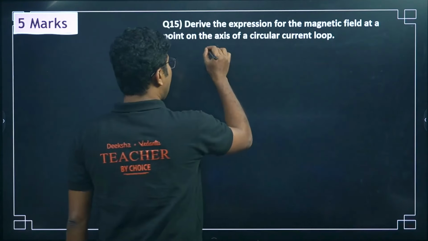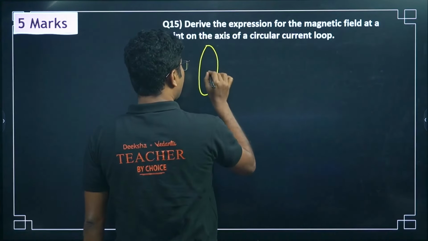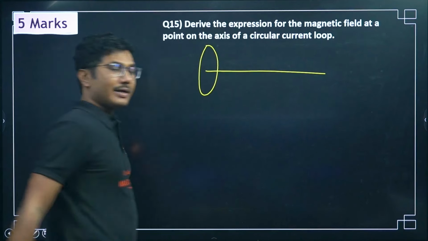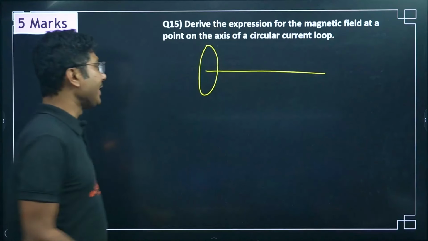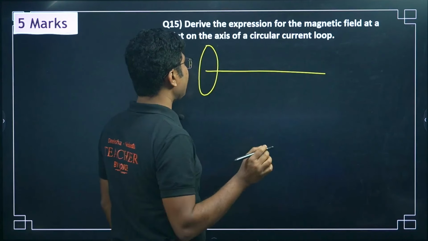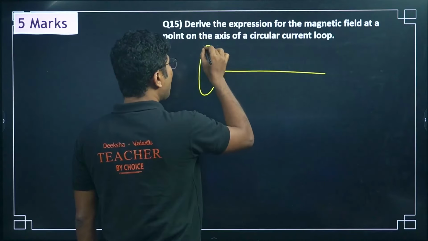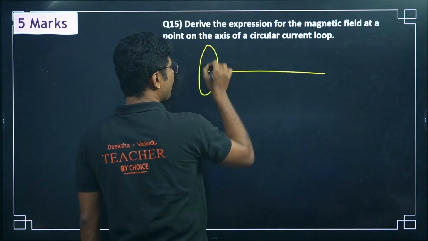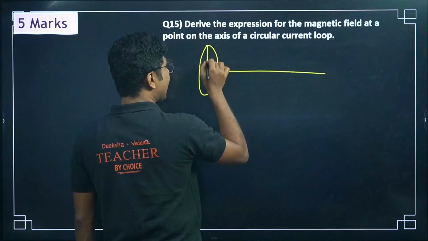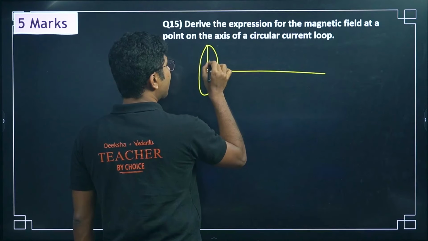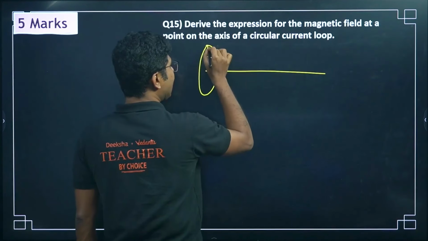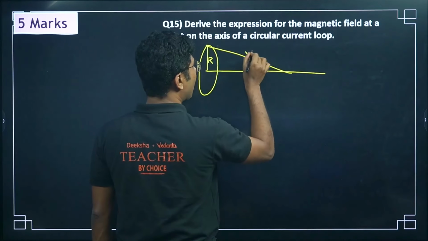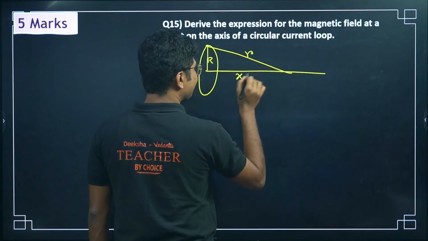This is the last derivation I am suggesting. Hopefully, you will get at least one derivation out of these three. Now, here you have to simply take the loop, and this is a diagram related question, so be very careful. This is the radius of the loop, which is given by capital R, and here you join this point, this is small r, this is x.